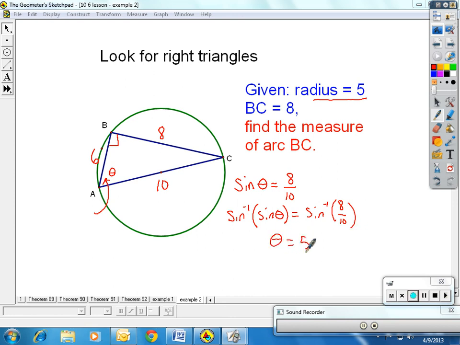Theta must equal 53.13 degrees, and if that is 53.13, then the arc is double that, so we need to multiply by 2. So the arc equals 2 times 53.13 degrees. Multiply that by 2, and we get 106.26 degrees. I should say approximately. Alright, so with that, you've seen a few examples, you've seen the four theorems. Again, go back and review everything necessary, and that will suffice for today's lesson. See you in class.